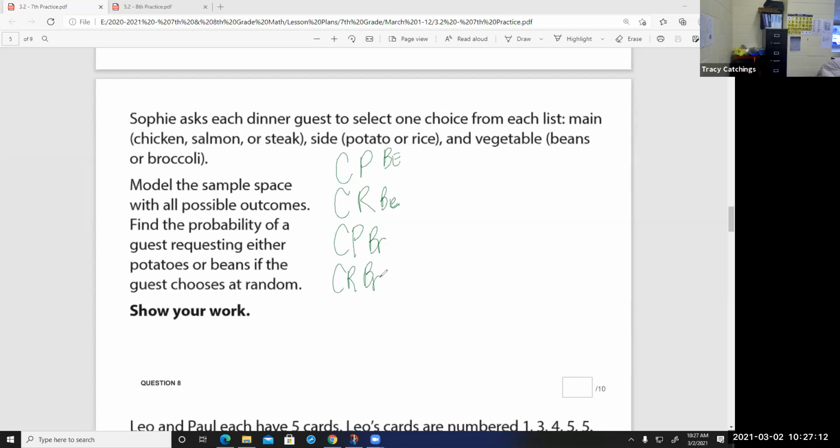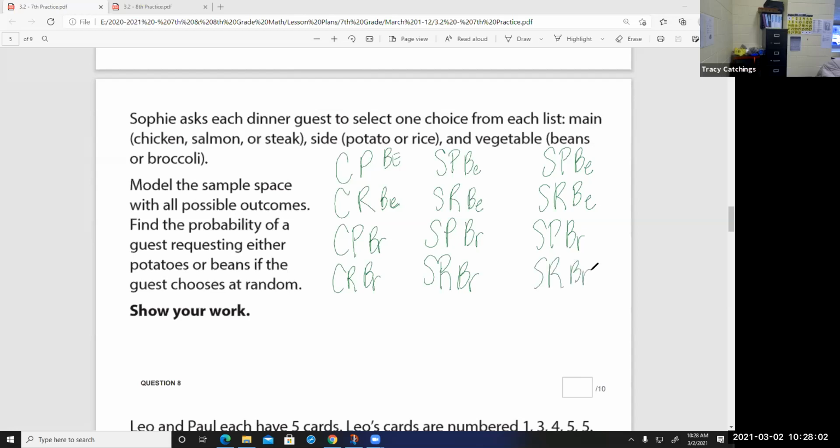So then if I have salmon, it's going to work the same way. Salmon and potatoes with beans. Salmon and potatoes with broccoli. Salmon and rice and beans. Good job. Hold on, that last one should have been salmon and rice and broccoli. Good. All right, and then we got steak, potatoes, and beans. Steak, potatoes, and broccoli. Steak, rice, and beans, and now steak, rice, and broccoli. Good.